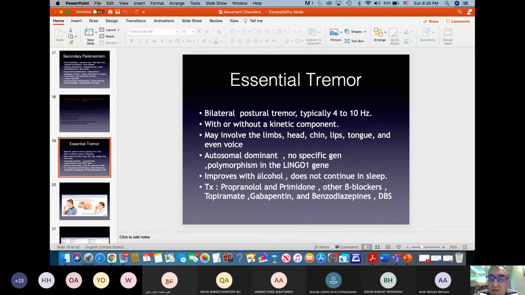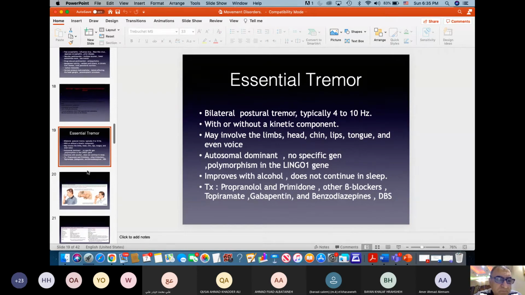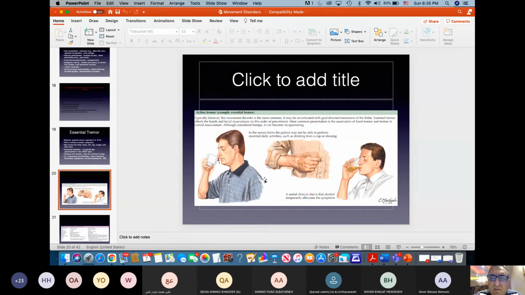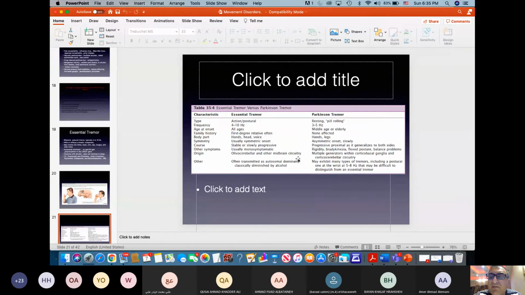One of the things we can distinguish this tremor from others is response to alcohol. I'm not advocating alcohol, but one of the features, patients, in the West especially, will tell you when I drink alcohol, the tremor does get better. Treatment, we give beta blockers like propranolol or primidone. This cartoon illustrates how the tremor can affect function like drinking from a cup, and how it improves with alcohol.